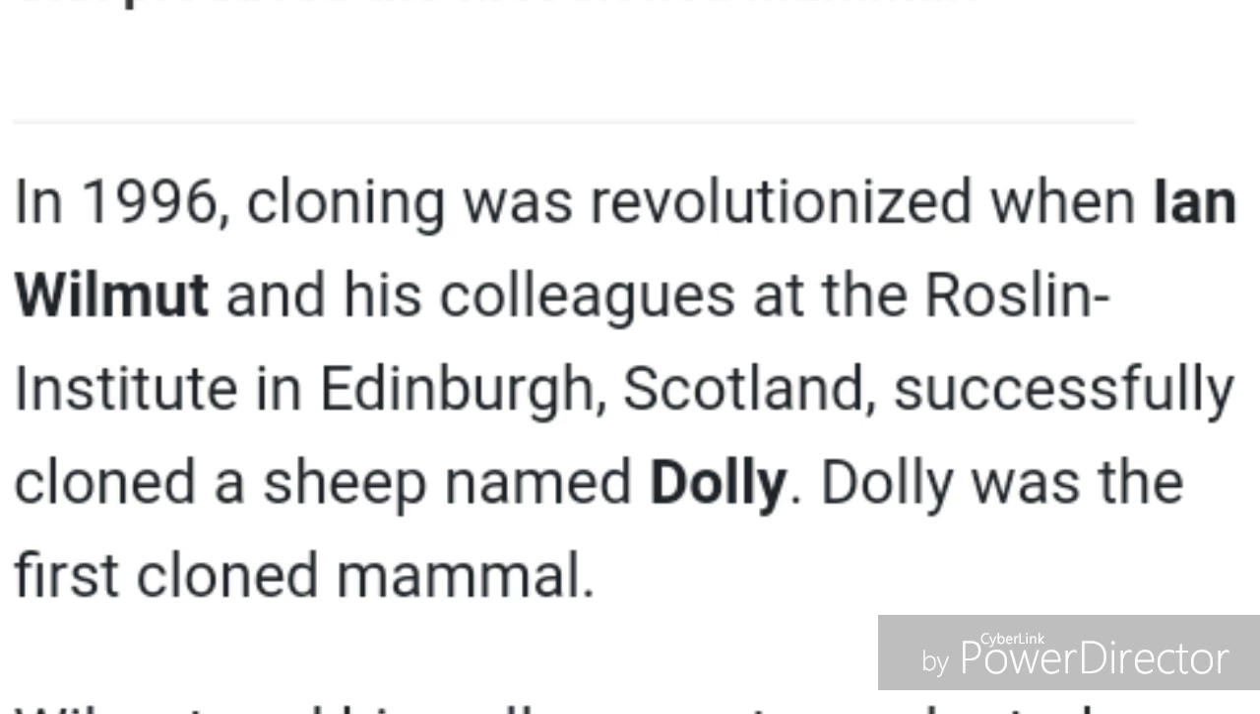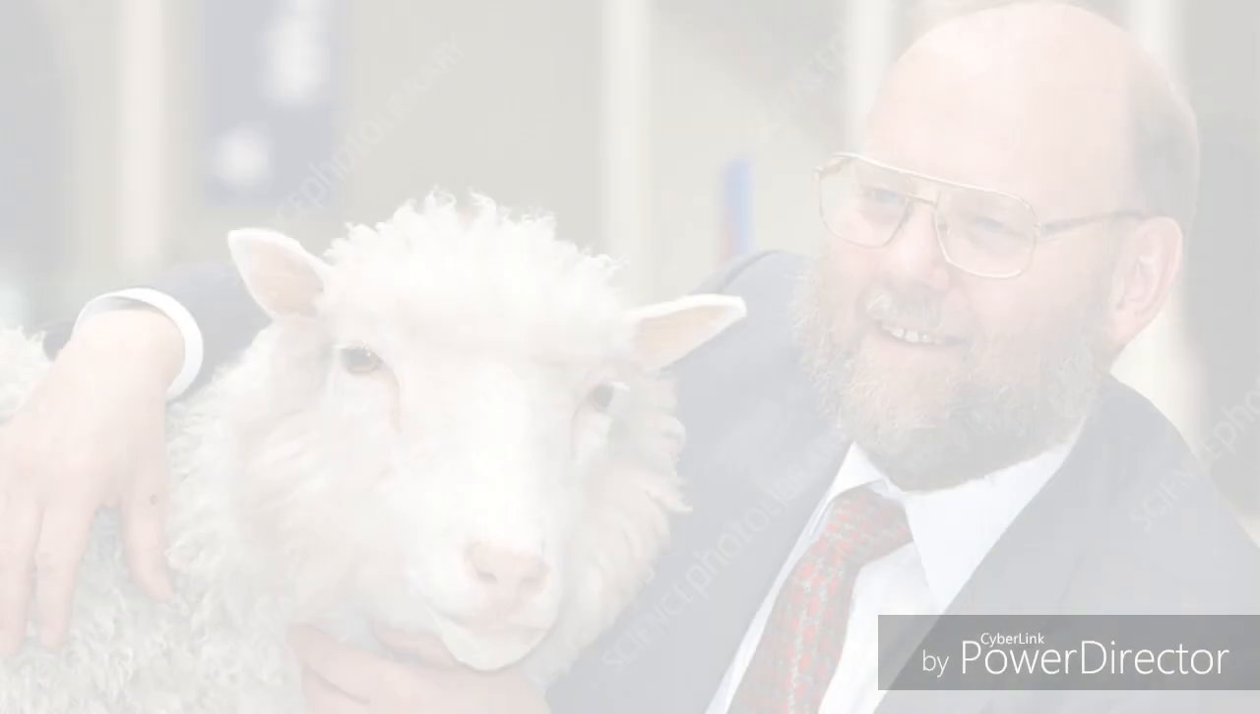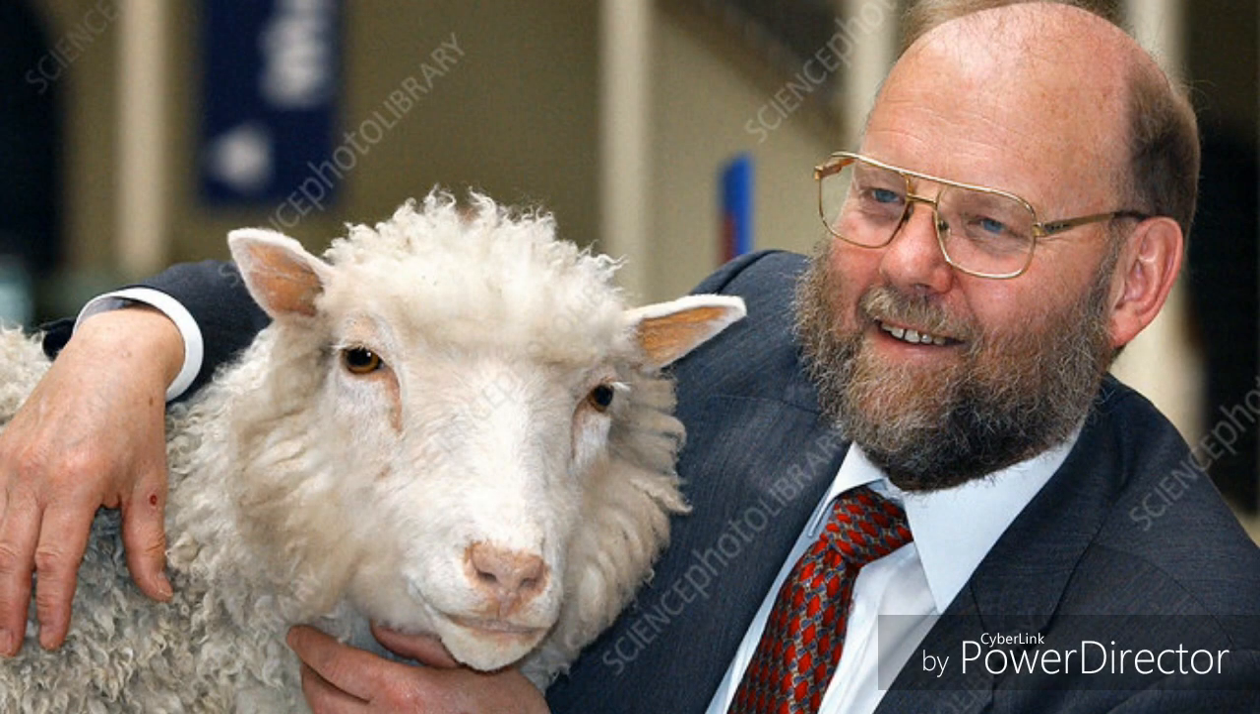Students, in the year 1996, cloning was revolutionized when Ian Wilmut and his colleagues at the Roslin Institute in Edinburgh, Scotland, successfully cloned a sheep named Dolly. Dolly was the first cloned mammal. Students, you know, mammals are highly evolved in animal kingdom. Here you can see the photograph of Ian Wilmut and Dolly, the first cloned mammal. Students, Dolly was born on 5th July 1996.